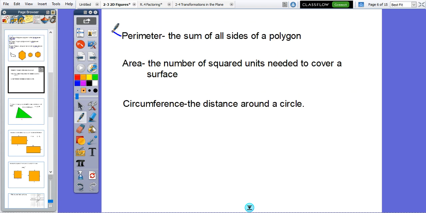So we talk about perimeter. Perimeter is pretty simple. We don't go too deep into that. You're just going to add up all the sides. However many sides you have, you add them up. If it's a hexagon, you add up 6 sides. If it's a dodecagon, you add up 12 sides.